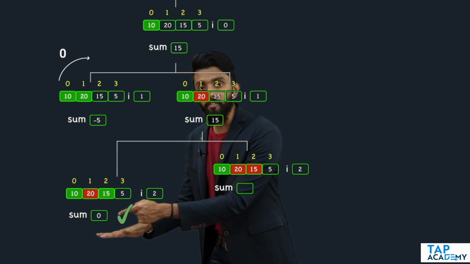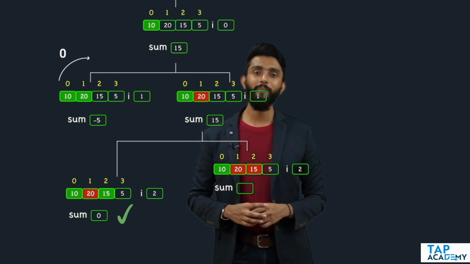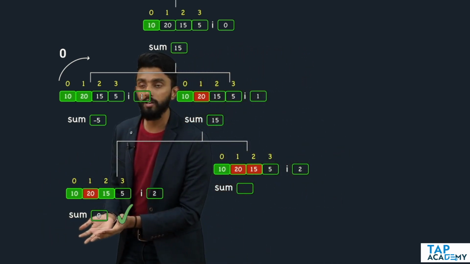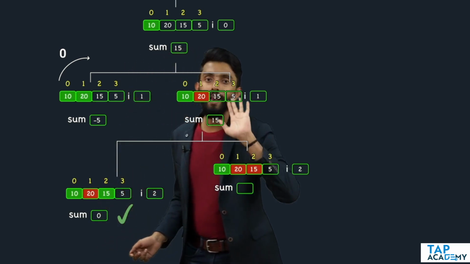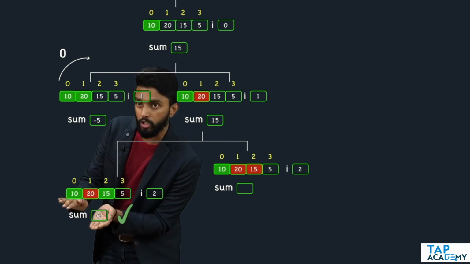How do you identify a valid combination? If sum becomes 0. Any confusion till this point of time? So see, we have hit one more base condition. That is, if sum becomes 0, valid. Now, valid means base condition, which means you have to come out of recursion. So you have to return.